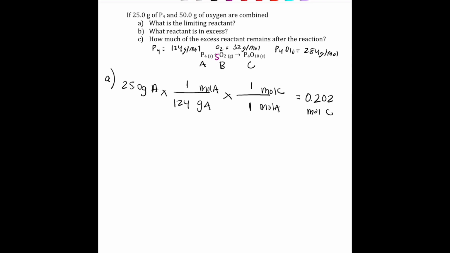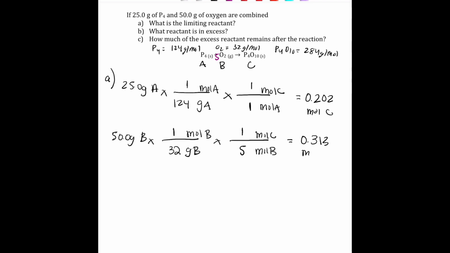Now we're going to repeat this process with our 50 grams of B. Again, molar mass, so grams of B under moles of B. Then mole ratio, moles of B on bottom and moles of C on top. The molar mass for B is 32 grams in 1 mole. And our mole ratio is 5 of B in 1 of C. This comes out to 0.313 moles of C, or our product.